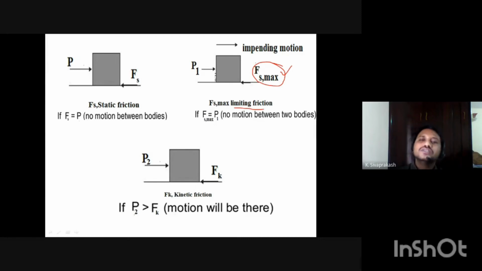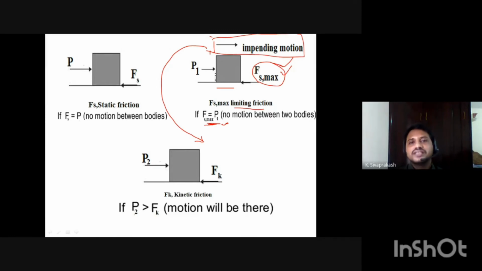Even though it reaches the maximum frictional force, it still resists the body. So in the second case also there is no motion of the body, and Fs max is equal to P1. At this point, when it reaches the maximum static friction value, that is the limiting frictional force value, we call it impending motion.